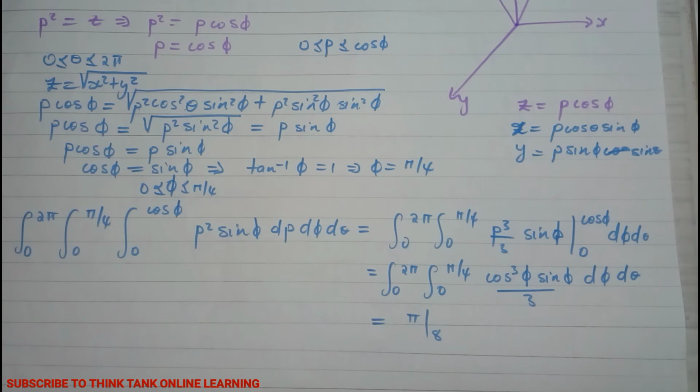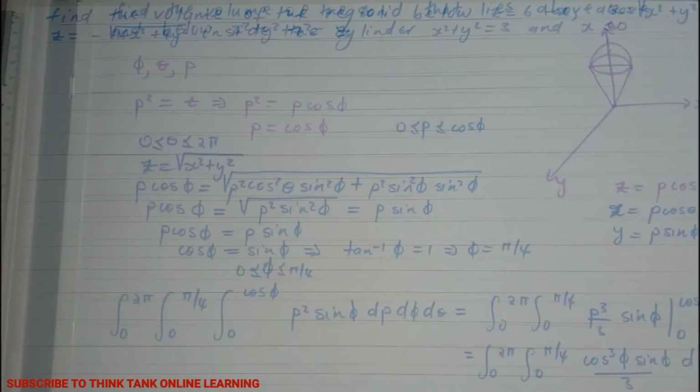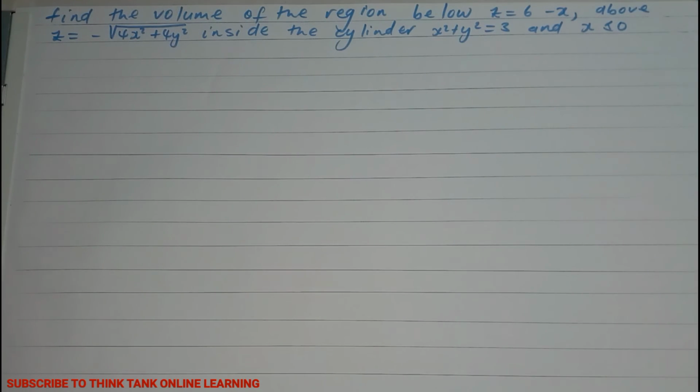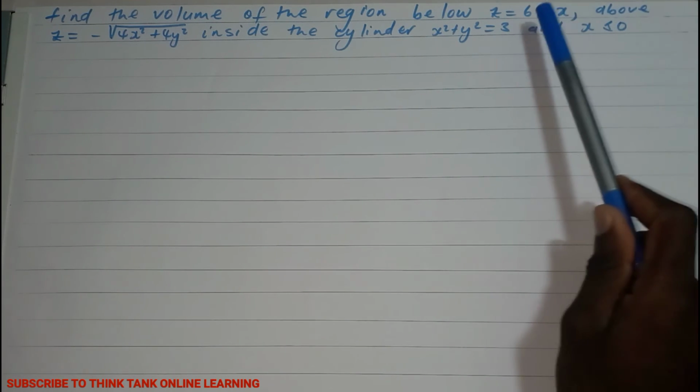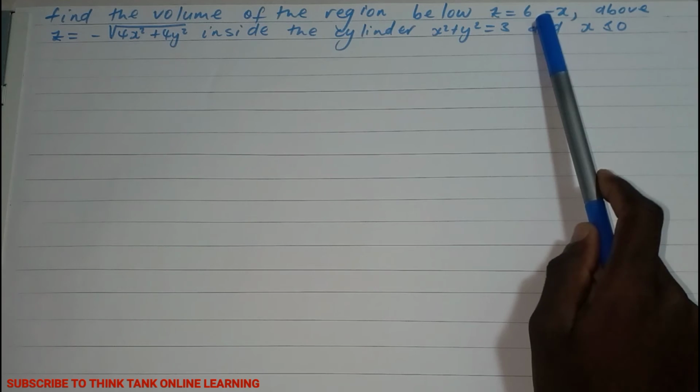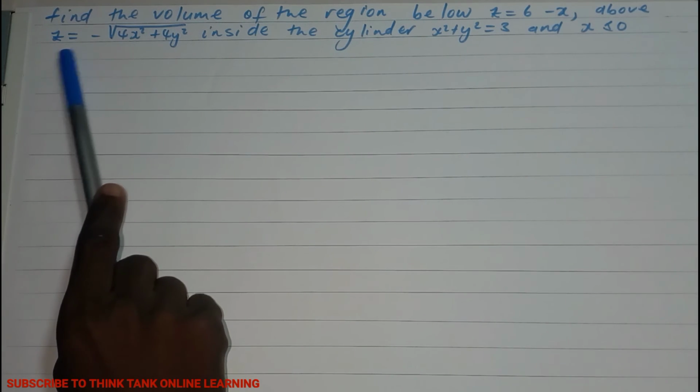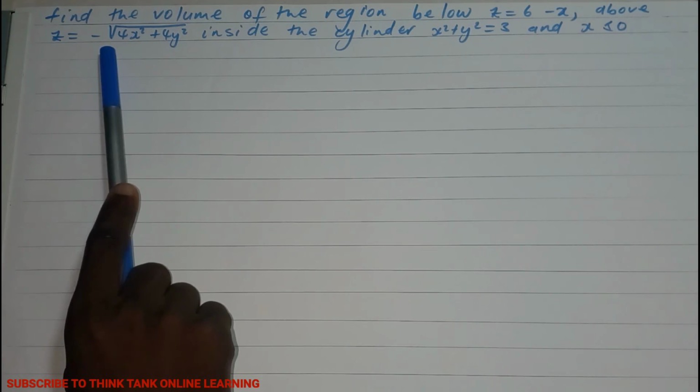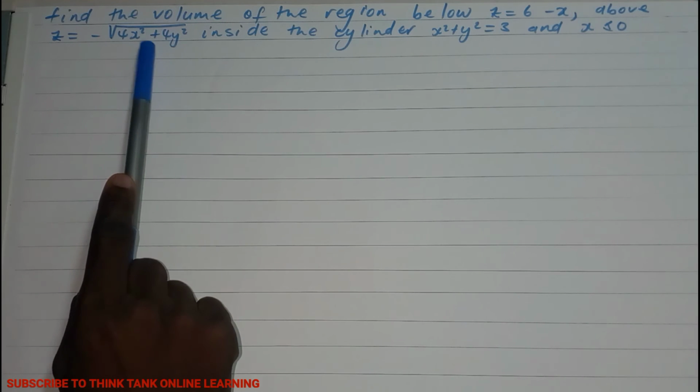Now we're going to another problem. Some of you may be worried about sketching. I'm not going to solve this problem without sketching, but I'm going to show you the diagram at the end. I want to find the volume of the region below z equals 6 minus x, which is the top plane, and above z equals the negative square root, since this is the equation of a cone.